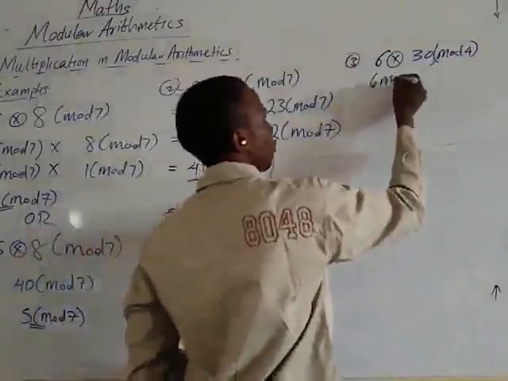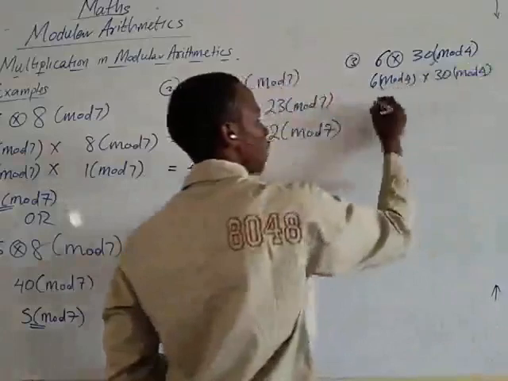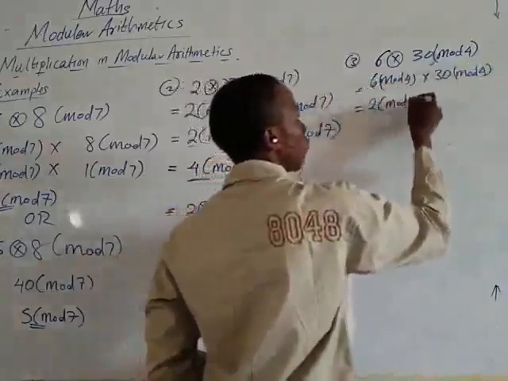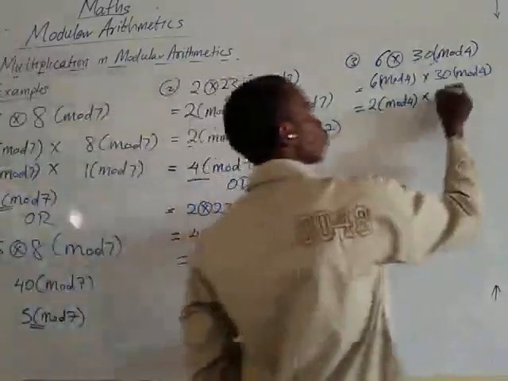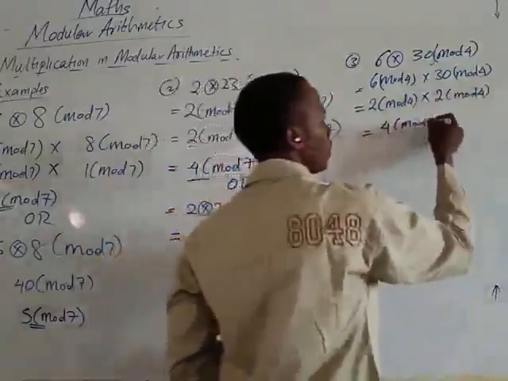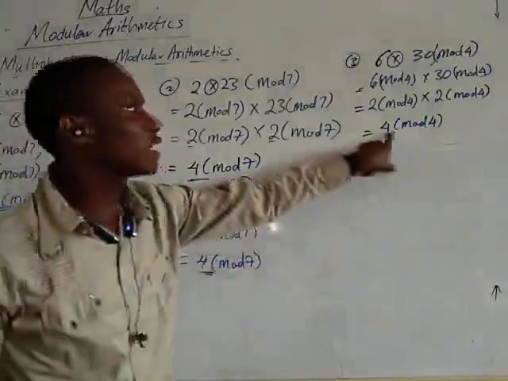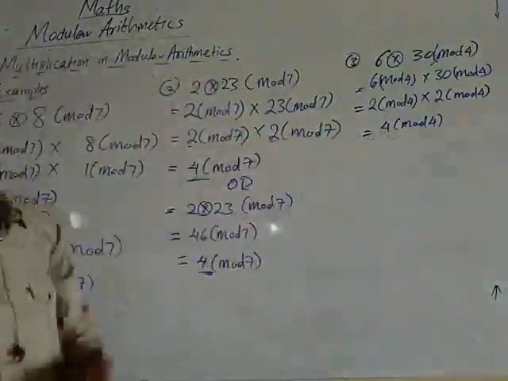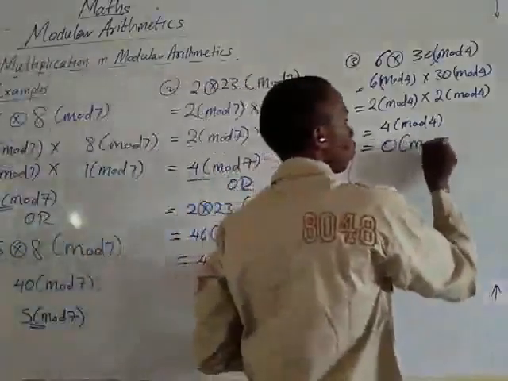I can separate them as 6 mod 4 times 30 mod 4. Now 6 mod 4 can be reduced to 2 mod 4, as our remainder is paramount to us. Then 30 mod 4 can be reduced to 2 mod 4. From this, 2 times 2, I have 4 mod 4. Remember, it's just like addressing your number base. On that number base, no digit should be equal to or bigger than the base. Similarly, no integer should be equal to the modulo, meaning 4 mod 4 is wrong. Now, 4 divided by 4 is 1, remainder 0, which means my final answer is 0 mod 4.